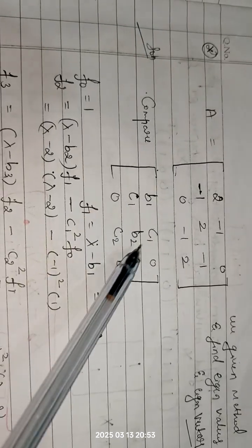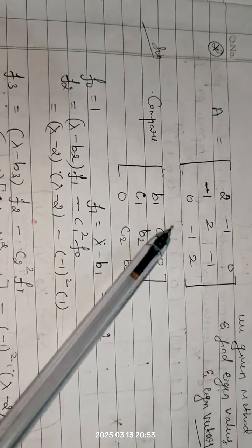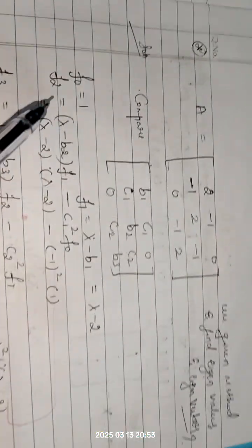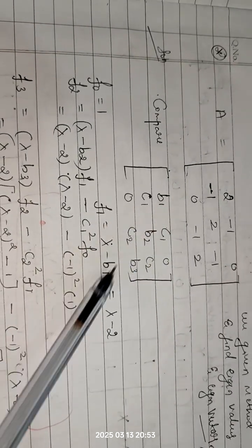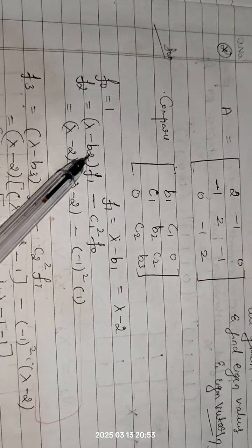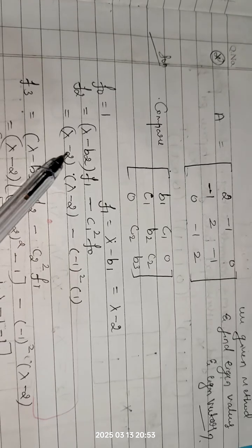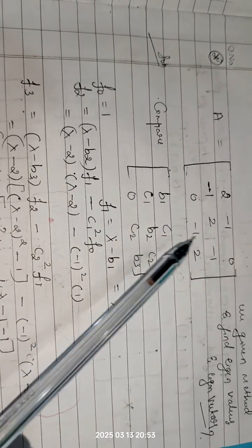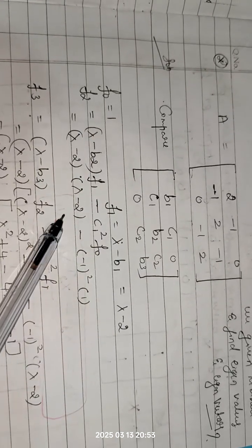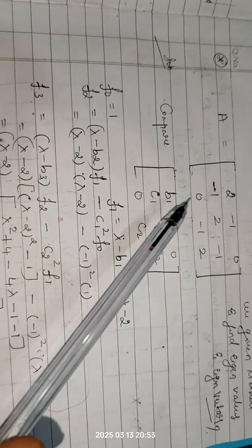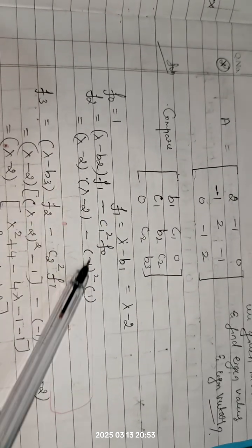First you should write the standard matrix: b1 c1, c1 b2 c2, c2 b3, and the rest are 0. f0 is 1, f1 is lambda minus b1. b1 is 2 here, so lambda minus 2. f2 is lambda minus b2 times f1 minus c1 square times f0. The value of b2 is 2, so we write lambda minus 2, f1 is lambda minus 2, c1 is minus 1 so c1 square is 1 square, and f0 is 1. So we will get f2 from this.